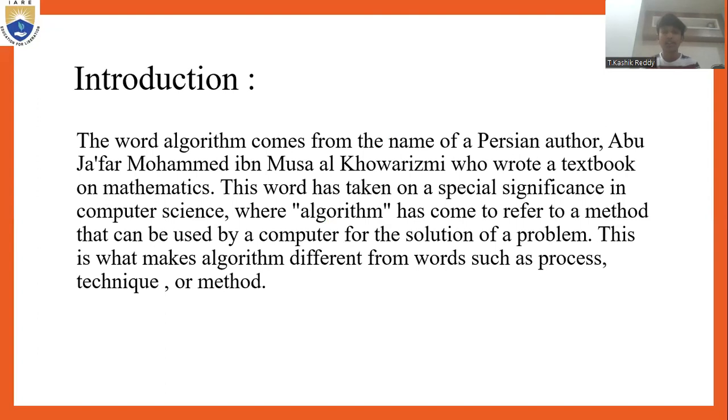So the word algorithm has come to refer to a method that can be used by a computer to find a solution for a particular problem. This is what makes an algorithm different from words such as process, technique, or method. Basically, an algorithm is used by the computer for getting the solution of a problem.